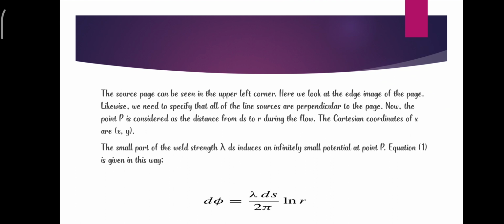The short space can be seen in the upper left corner, at the edge of the page. Again, we need to specify it as parametric. The small part of the vortex strength ds induces an infinitely small potential at the point P, and equation 1 is given in this way: dφ = λ ds / 2π ln r.